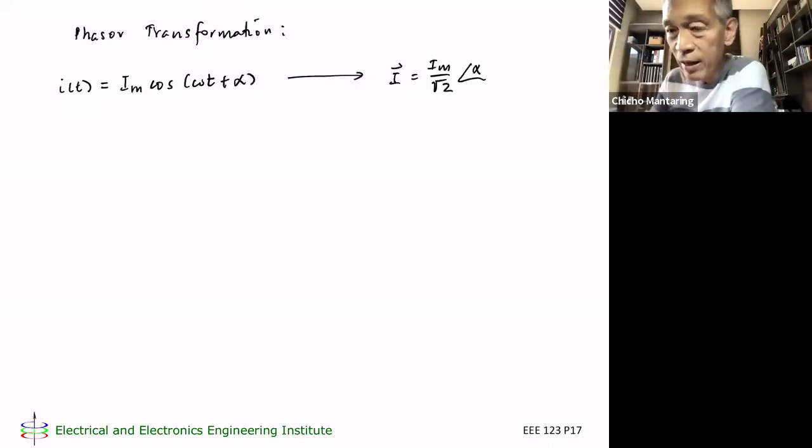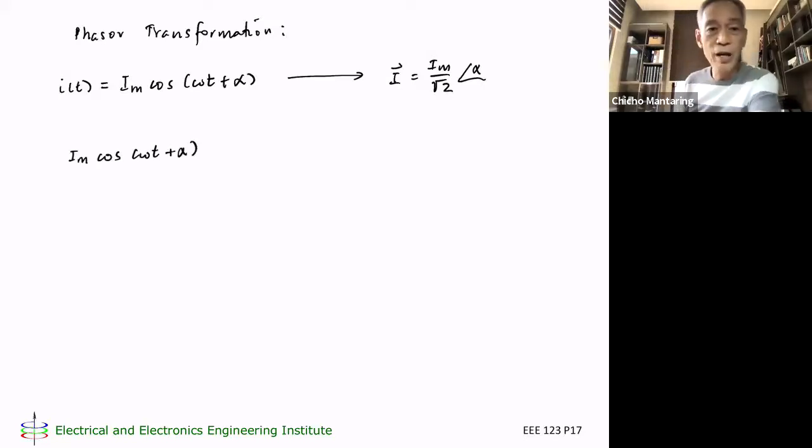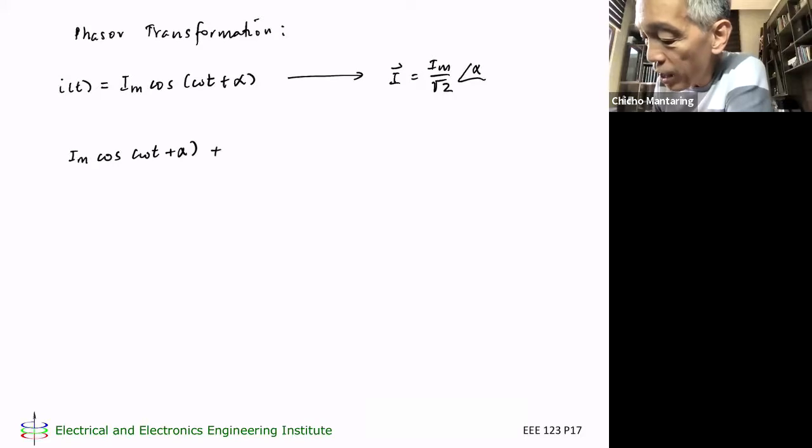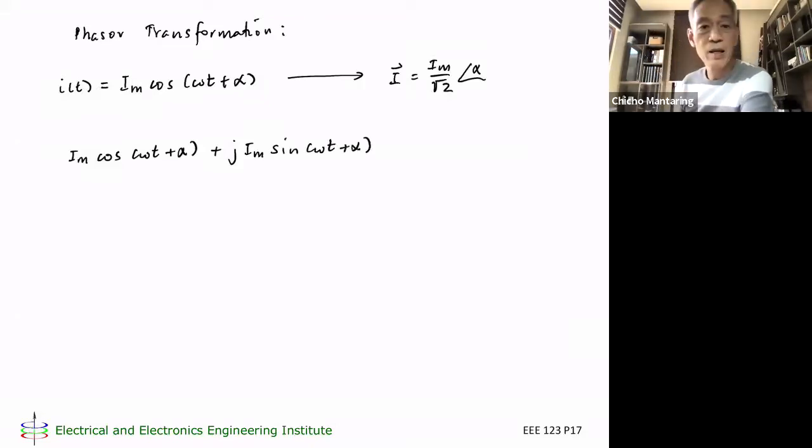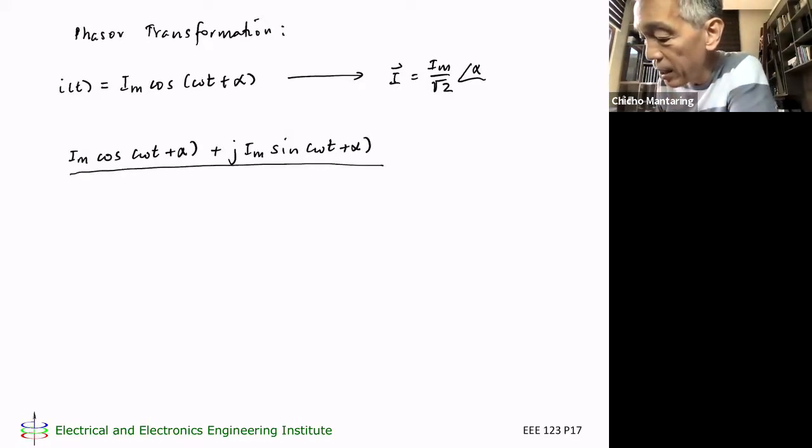What actually happens when I convert this to a phasor? What happens is, first I take this, so that's Im cosine omega t plus alpha. I add an imaginary component, so that's j Im sine omega t plus alpha. And then I divide by the square root of 2. This is actually equal to I.